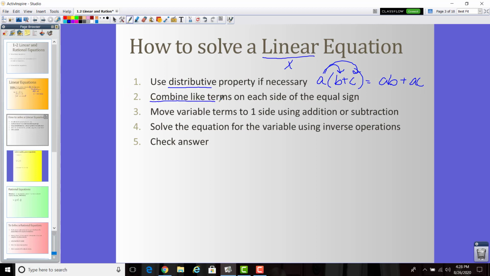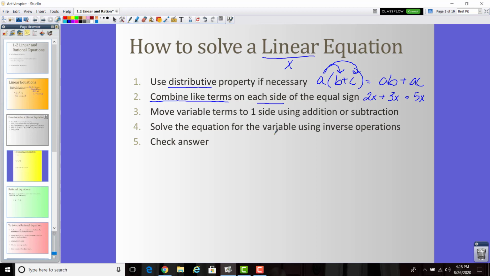Then we're going to combine like terms. That's like taking 2x and 3x and making it 5x. So you're making sure that on each side of the equal sign, your expression is as condensed as it can get. So combine number terms on the same side, combine variable terms on the same side, because then we're going to move our variable terms to one side using addition or subtraction.